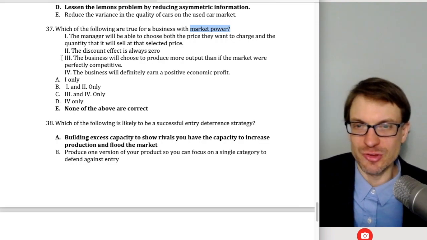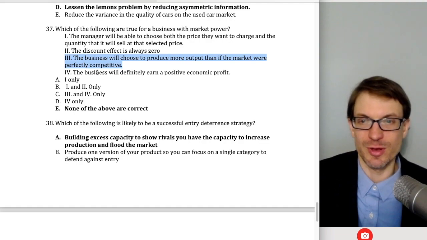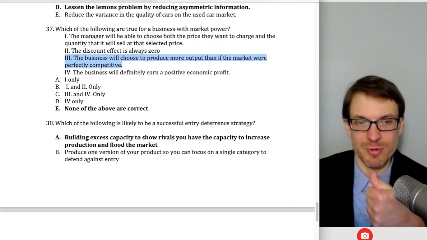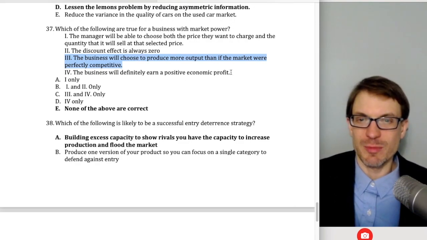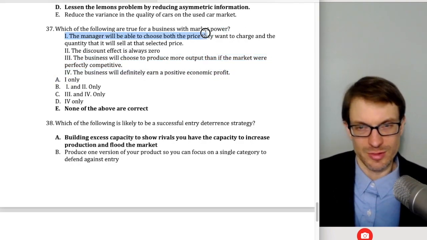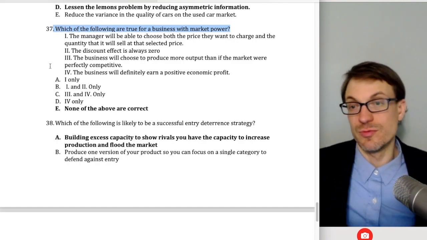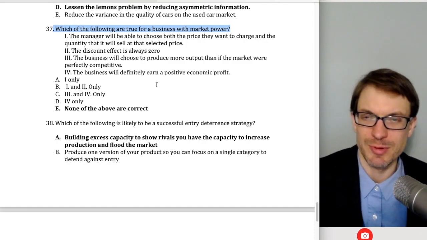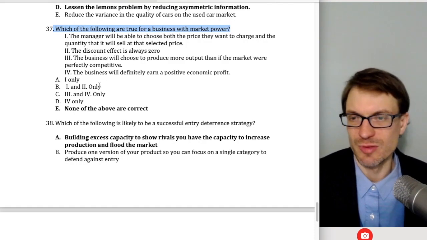Okay, business will choose to produce more output than if the market was perfectly competitive. No, that's the problem. They produce less output. That's where the profits come from. By the law of demand, you restrict the quantity that drives up the price. So that's where the markup comes from. Business will definitely earn a positive economic profit. Nope. With barriers to entry, there can be profits, but lots of times you can have market power and really incomplete market power. Monopolistic competition gives us a situation with zero profit, but still market power. So none are correct.